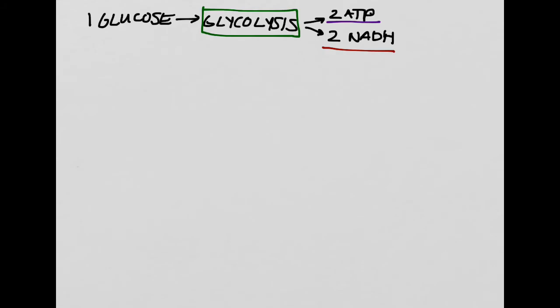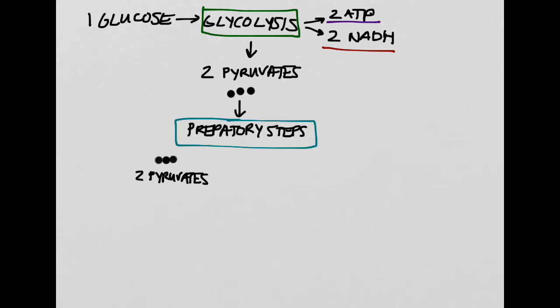So here again is our summary of what happens with glycolysis. We can see those 2 pyruvates, which are 3-carbon molecules, hence the 3 black dots. Then we take those pyruvates and do something called the preparatory steps, or the prep steps for short. We take those 2 pyruvates and add 2 of something called coenzyme A. Don't worry about what that is per se, just know that it is being added. Then we also add 2 NAD pluses.